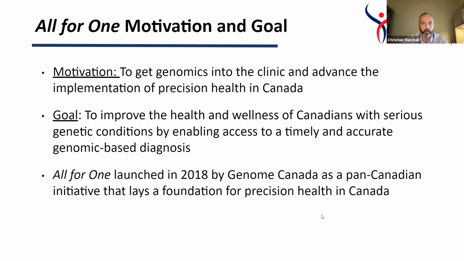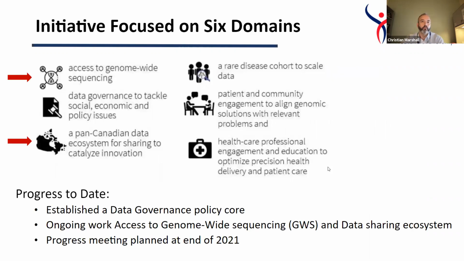So this was launched in 2018 by Genome Canada. It's a pan-Canadian initiative, really hoping to lay the foundation for precision health in Canada. And so where is this initiative focused? Really on 6 different domains: access to genome-wide sequencing, as I've talked about, data governance to tackle social, economic, and policy issues, a pan-Canadian data ecosystem for sharing and catalyzing this innovation, rare disease cohorts to scale the data, patient and community engagement to align genomic solutions, and then healthcare professional engagement and education to optimize this delivery.